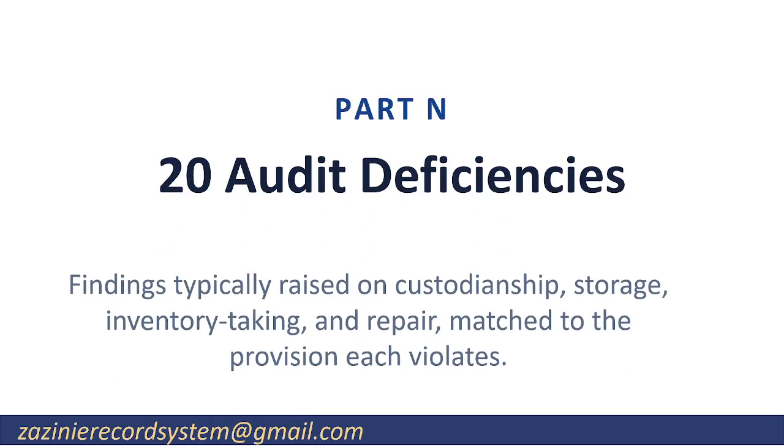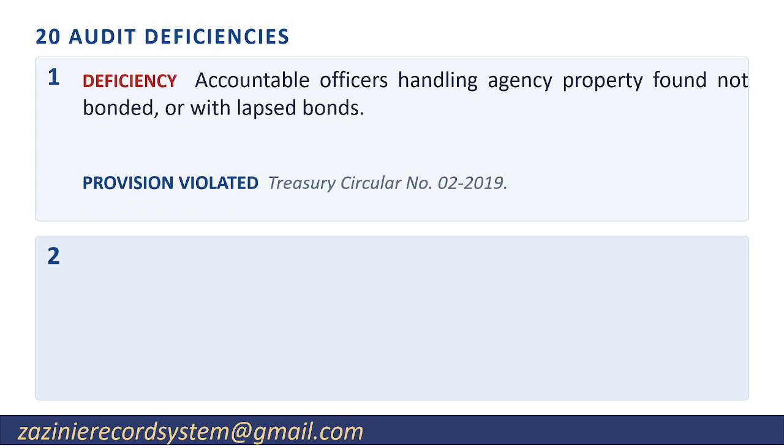Findings typically raised on custodianship, storage, inventory taking, and repair, matched to the provision each violates. This part presents 20 audit findings in the exact style you will see in a real audit observation memorandum, each tied to the provision it violates. Next slide. 20 audit deficiencies.